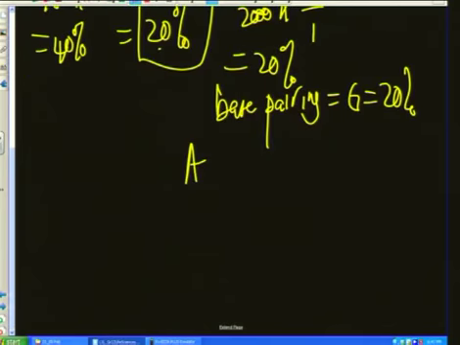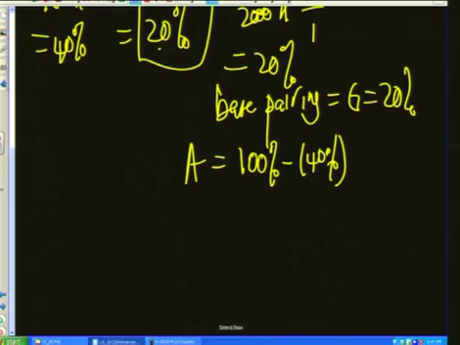So adenine, if we want to work it out, we know now we got 40% here. Adenine is equal to 100% minus 40%. Let's take away that brackets there. Okay, we took everything out. Minus 40%, come on. Minus 40%. Divided by 2.